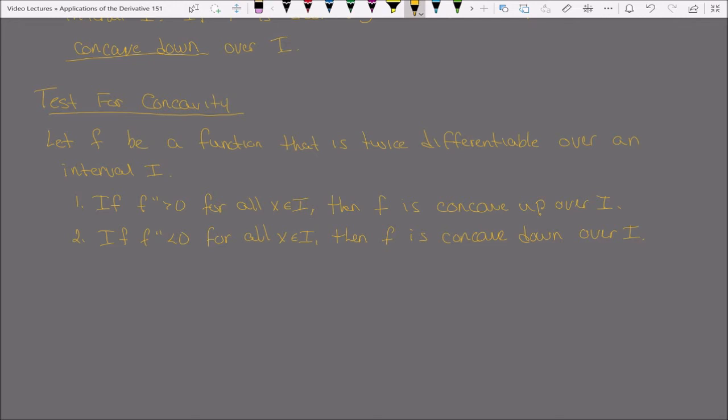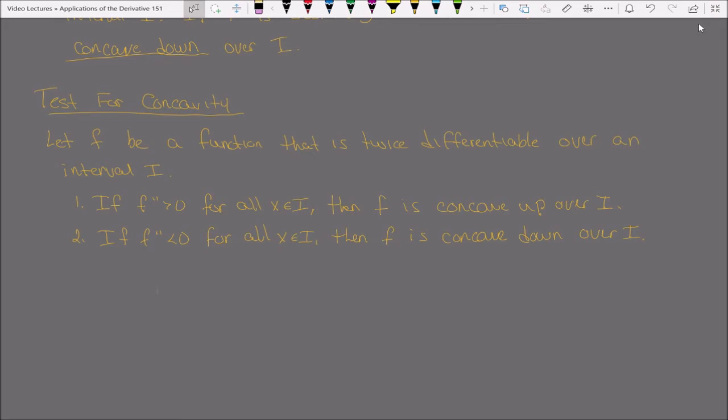And the proof of this just follows directly from the test for increasing and decreasing. Right? If f double prime is greater than 0, then by the test for increasing and decreasing, f prime is increasing over that interval, which then by definition means f is concave up over that interval. And similarly for if f double prime is less than 0.